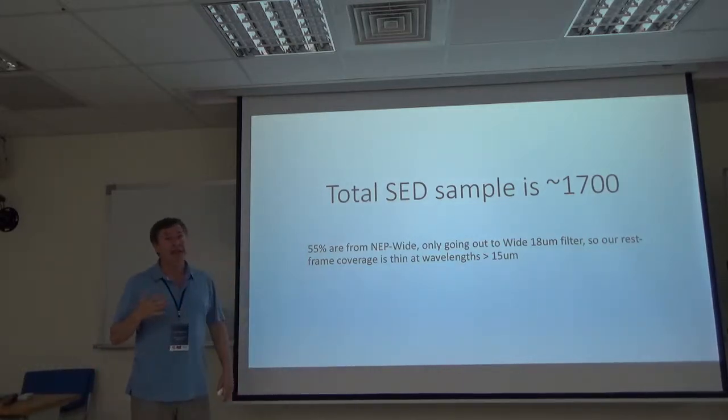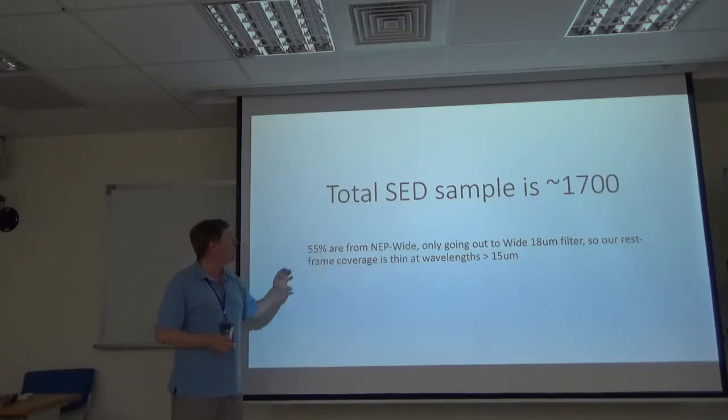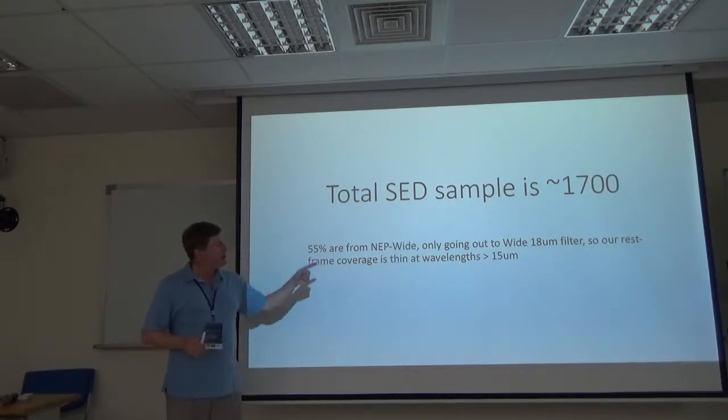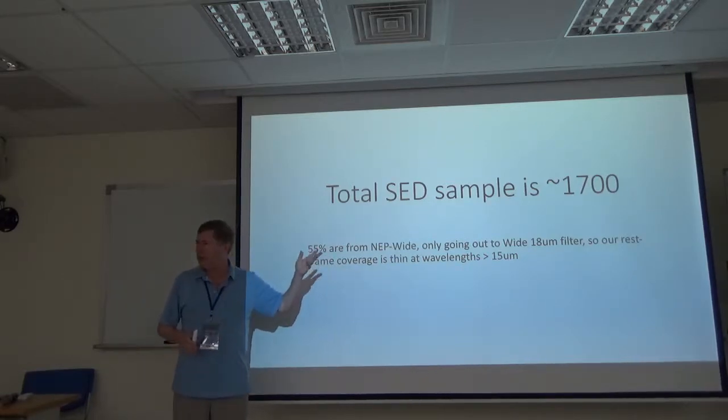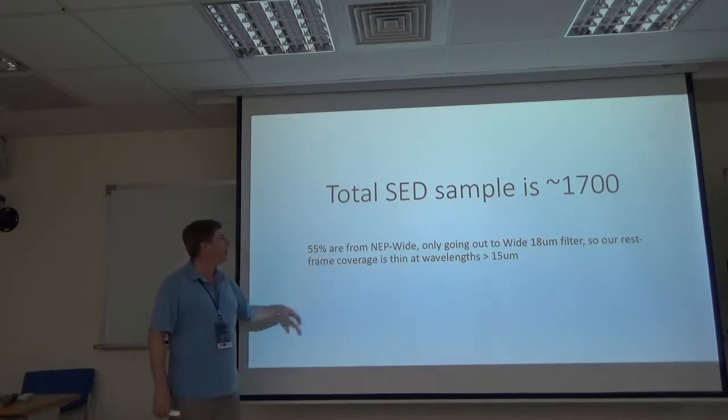about 1,700 spectral energy distributions where we know the rest wavelengths. It's a mixture, somewhat more from NEP wide. I'm not sure, is there always 24 micron data for NEP wide? There is, regardless of detection. It's shallower, so maybe in many cases we couldn't detect it.